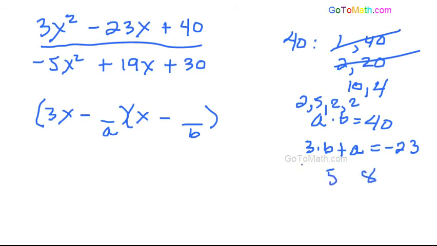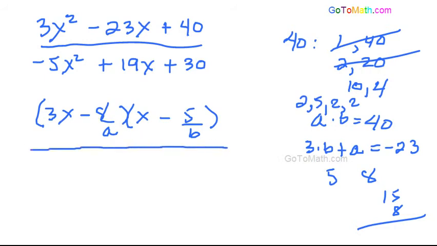5 and 8. 15 and 8. There you go. Man, I didn't think I was ever going to get that. So 5 and 8. 3 times that is going to be negative 15. And then minus 8 is negative 23. And then that times that is 40. Oh my gosh. That took way too much time.